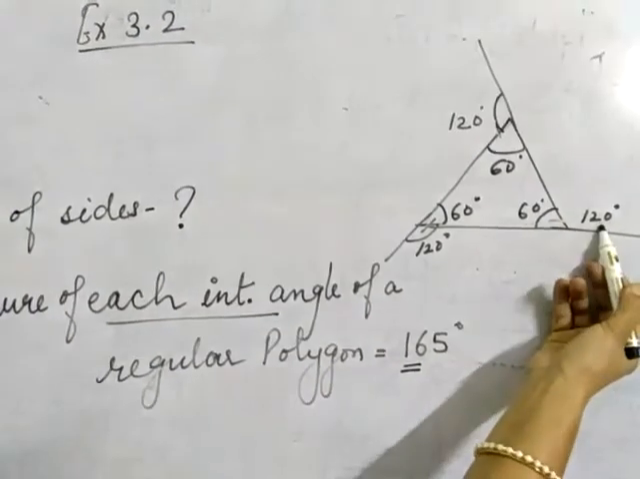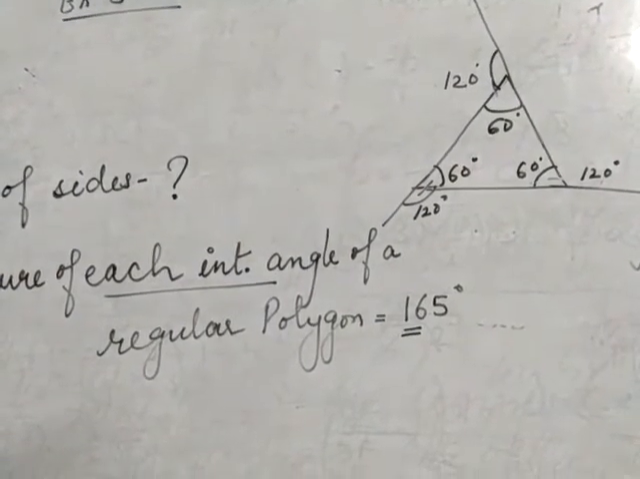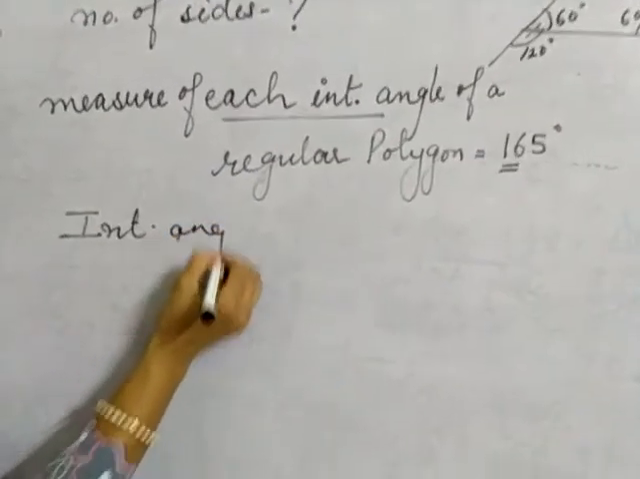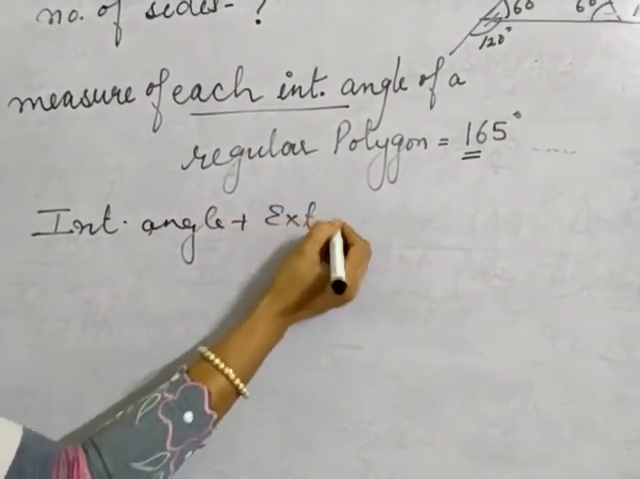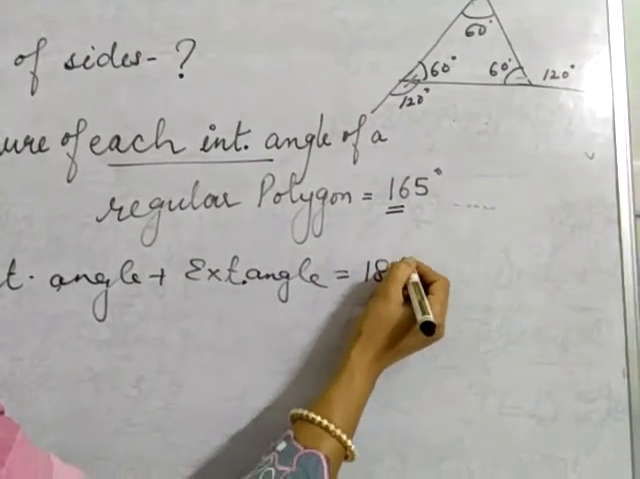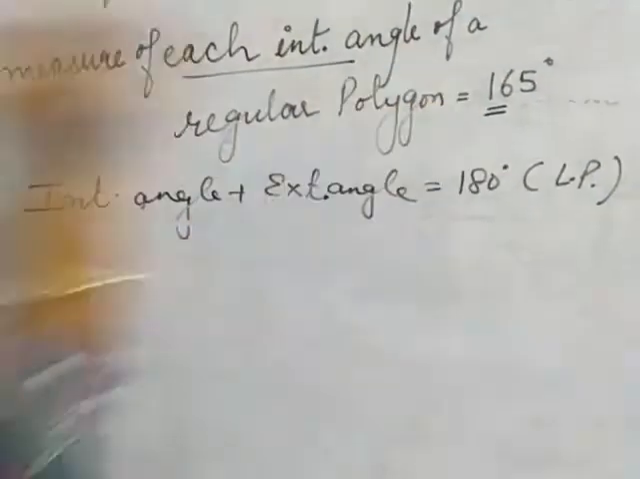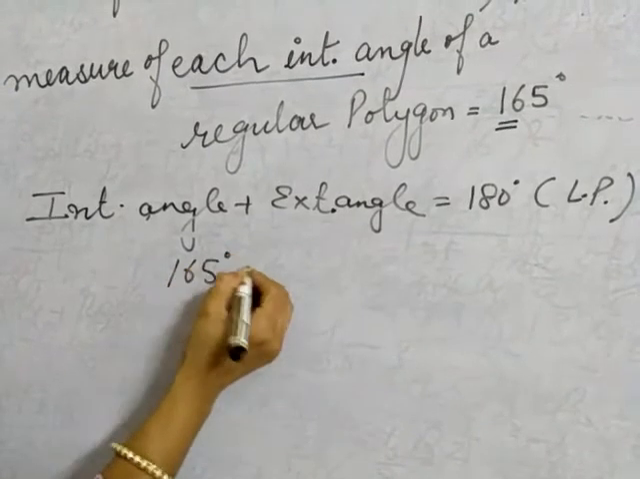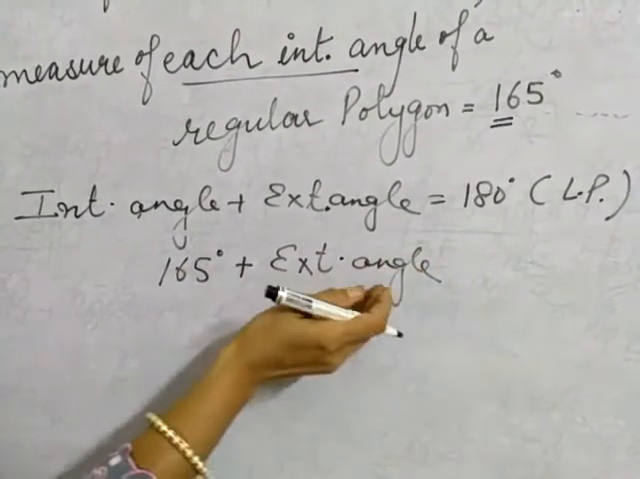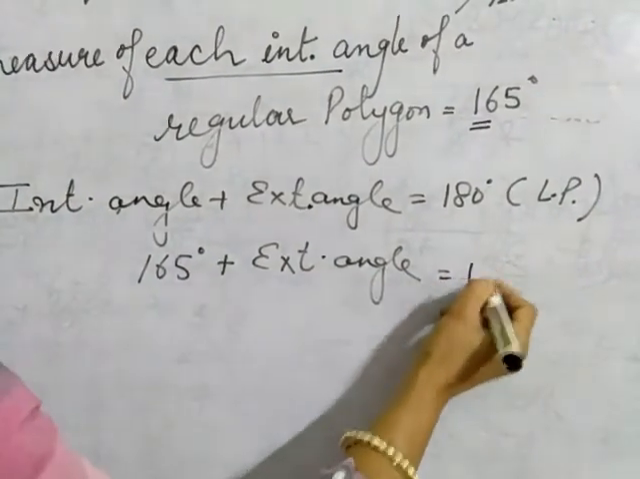Interior angle plus exterior angle is always equal to 180 degree, and the reason is linear pair. So I am writing this formula here. Interior angle plus exterior angle. In short I have written it's equal to 180 degree. The reason is linear pair. Now this interior angle was given to you as 165. Put the value 165 plus exterior angle. I am talking about the measure of each exterior angle. It's equal to 180 degree.